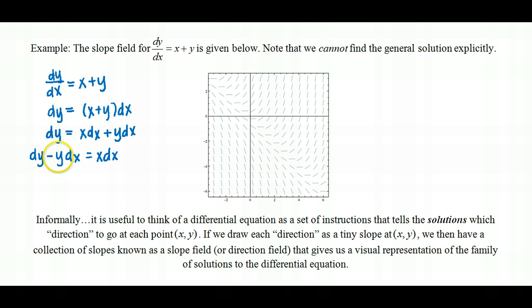On this left side, I can't factor out a y, so this y is stuck to this d, so that's one whole thing here. So I cannot factor out a y, can't factor out a dx, so there's no way to isolate all of the variables with y on the left and with x's on the right hand side. So this is not a separable differential equation, so I cannot explicitly find a general solution.